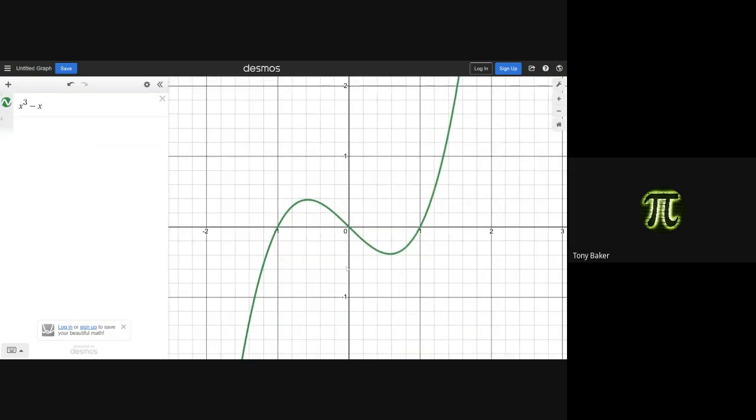So here's my equation, x to the third minus x. Cubic function, right? Okay. What are some of the key points on this graph?